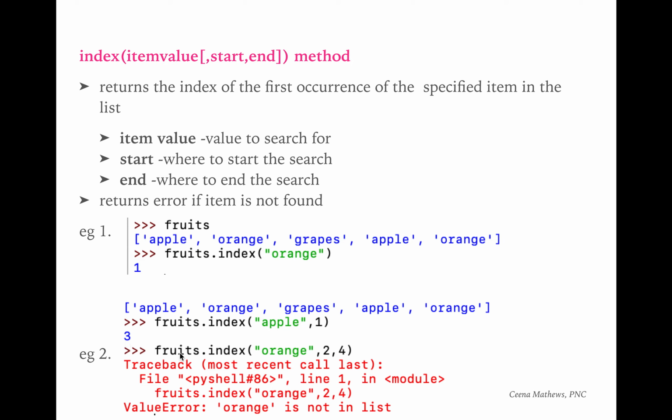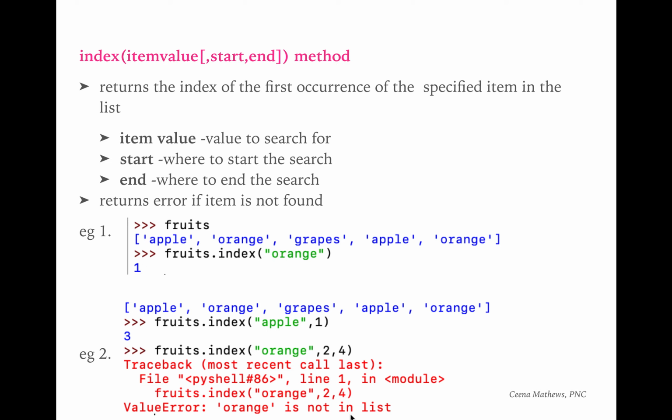In the next line, fruits dot index of orange, start index at 2 and end it at 4. So start index 2 is this position, that is grapes position. So the search will begin from here for orange and it should end at 4. 4 is not included. As I said before, when you give a range of indexes, it only takes up to the value before the last index. That is from 2 up to 4 it will be searching. So since 4 is not included, it will be searching at 2 and 3 only for orange. Since at 2 and 3 we don't have orange, it will display an error, that is orange is not in list.